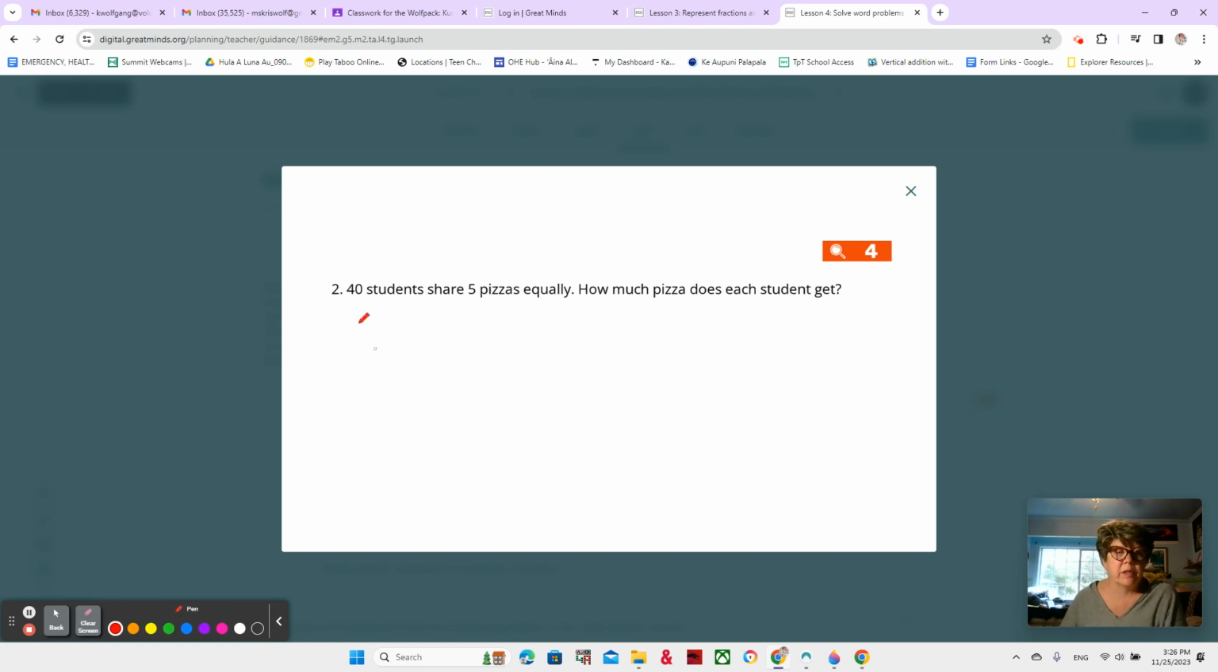All right, and then we're going to annotate, which means underline and mark it up. 40 students share 5 pizzas equally. How much pizza does each student get? All right, so go ahead and draw a tape diagram of what you think would be best. How would you like to show this? I'll give you a minute or two.